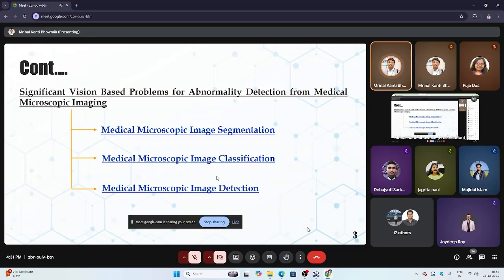So what do we as researchers do? Basically, we as researchers contribute in three major domains related to medical microscopic imaging. That is medical microscopic image segmentation, then classification, and detection. Let's understand what each of these terms actually means.